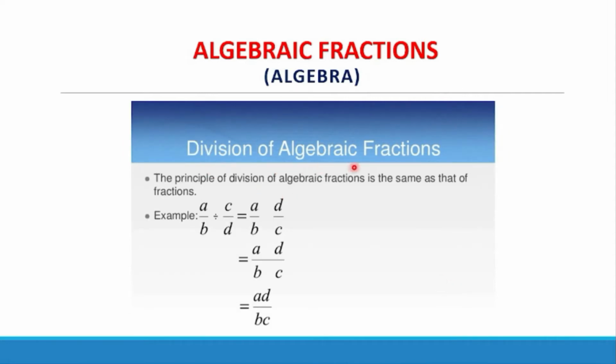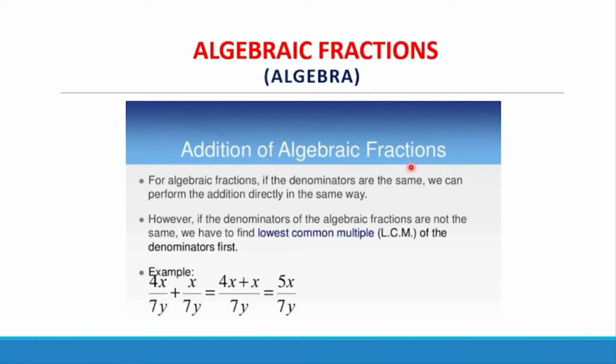For division of algebraic fractions, the principle is the same as that of fractions. For example, a over b divided by c over d is equal to a over b multiplied by the reciprocal of c over d, which is d over c. Using multiplication, we multiply the numerator a times d, or ad, and the denominator b times c, or bc. So the value is ad all over bc.